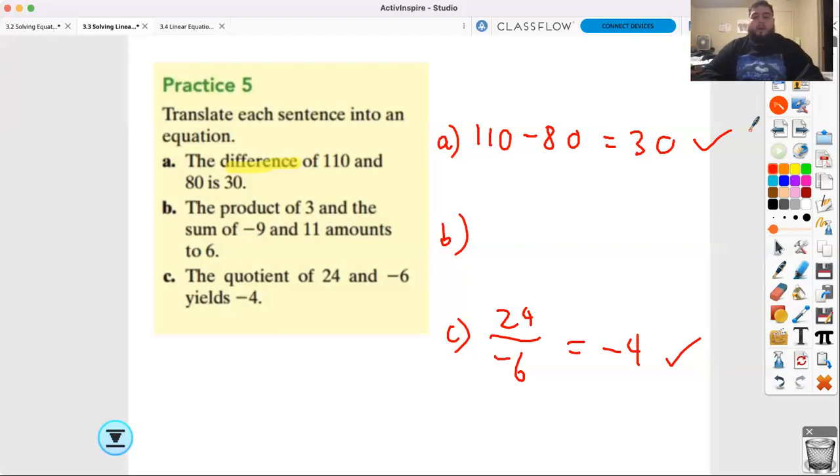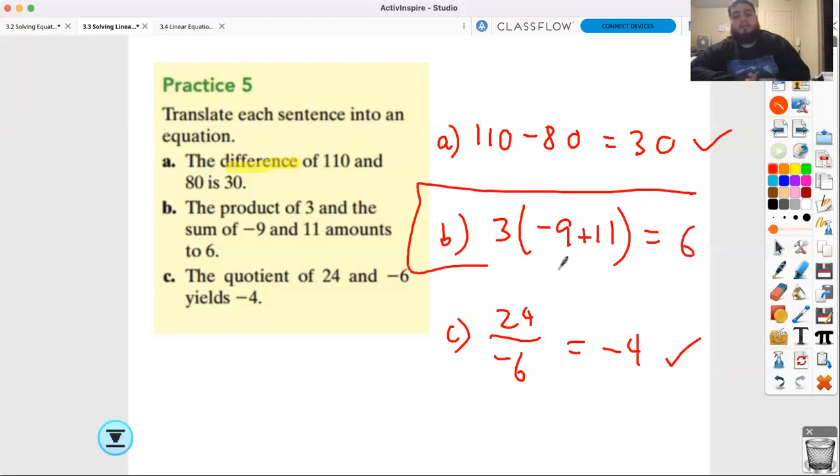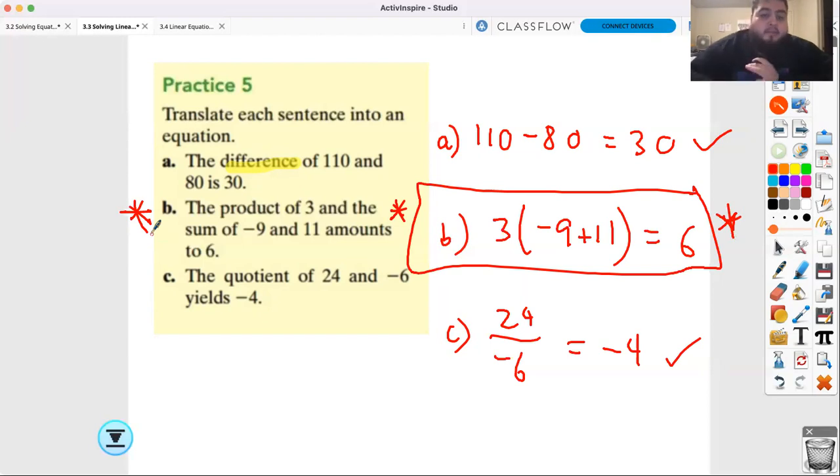So we know product is multiplication, right? So it'll be the product of 3 and the sum of -9 and 11 amounts to 6. Go ahead and box this one, because this is the one that you guys for once did not give me an answer to. So you guys need to make sure you write down the practice problem for B and give it a shot.